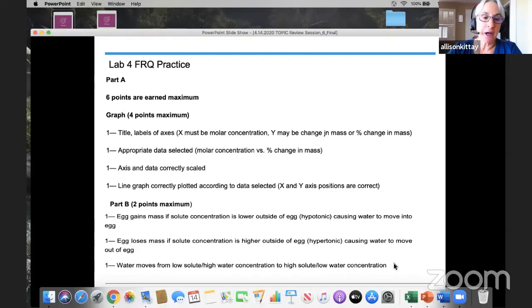So in part C. Part B asks you why the egg would gain mass, and it would gain mass if the solute concentration is lower outside of the egg. In other words, there's more water outside of the egg. Water will move into the egg, causing it to increase in mass. And the opposite is true if the egg is in a hypertonic solution, then water will move out of the egg. So it would decrease in mass. And another way to say this is that water would move from high solute to low solute, or you could say high water concentration to low water concentration.